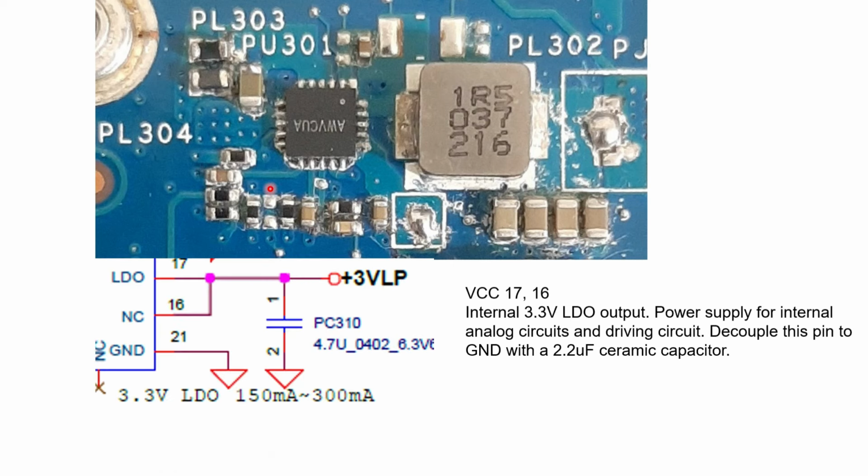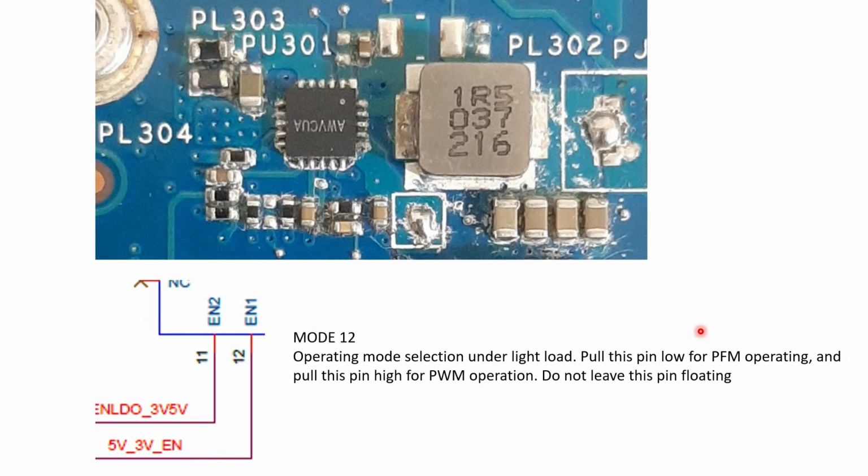Next, once the IC becomes active, then immediately 3 volts VLP will become active. What are the pin numbers? 16 and 17. These are the power supply for the internal analog circuits and driving circuits. Driving in the sense that the high-low MOSFETs should become active, no? For that it's the supply voltage. And next, mode, pin 12. Enable 1 is for operating mode selection under light load. Pull this pin low for PFM operation and pull this pin high for PWM operation.